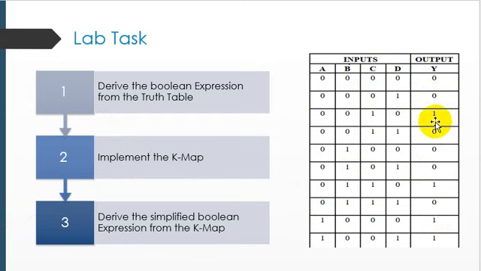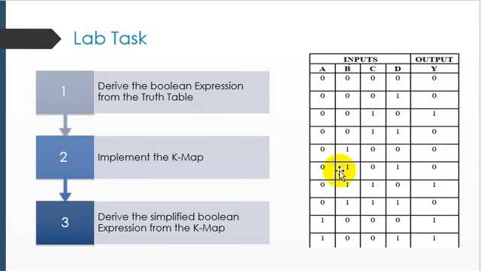For example, here is the 1. The input is A is 0, B is 0, C is 1, and D is 0. The equation of this input with output 1 is A complement, B complement, C, and D complement. Because A, B, and D are zeros, we have to apply a complement on each, and C is 1, so we just need to apply only C here. Okay, the first task is to derive the Boolean expression with the help of this truth table.